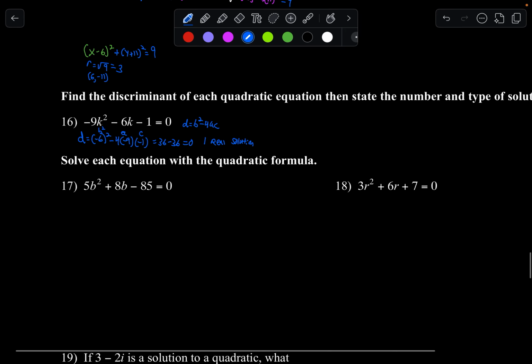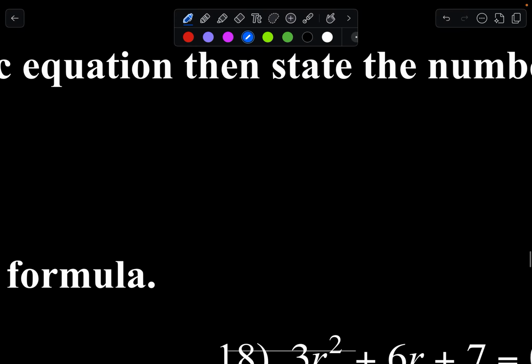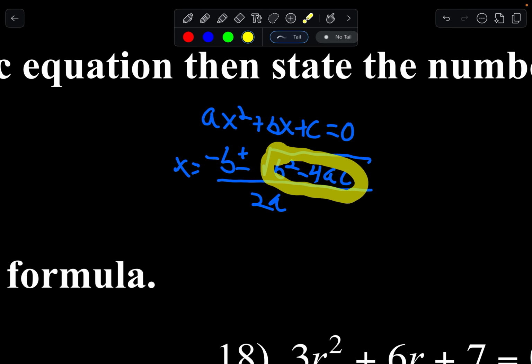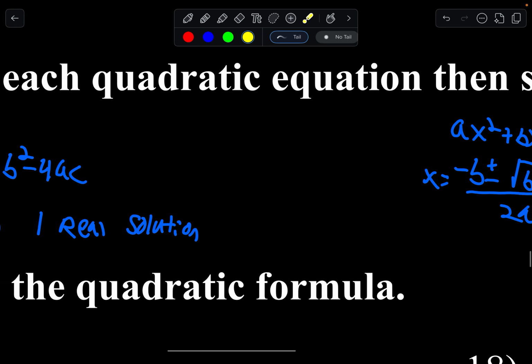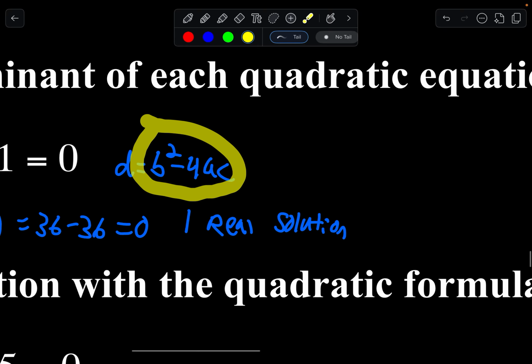And there you go. Solve each equation with the quadratic formula. In case you forgot what the quadratic formula is, for the equation ax squared plus bx plus c equal to 0, x equals the opposite of b plus or minus the square root of b squared minus 4ac, all over 2a. So that's your quadratic formula. You notice the thing underneath the radical, the square root? This is called the discriminant. That's what we used on the previous problem. This is just the D that's underneath the square root, okay?